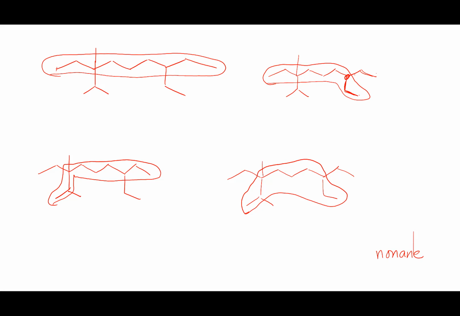So for the 2 longest chains on the right, it doesn't matter because they're going to be the same as the ones on the left. Does that make sense?